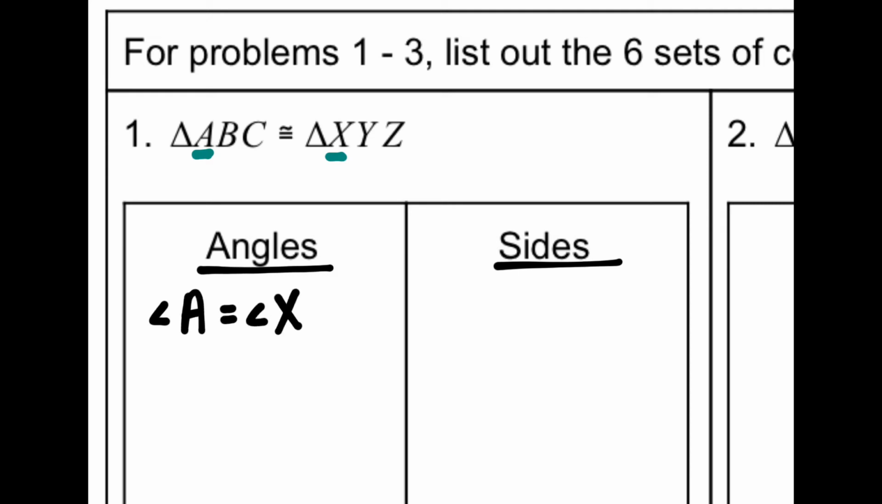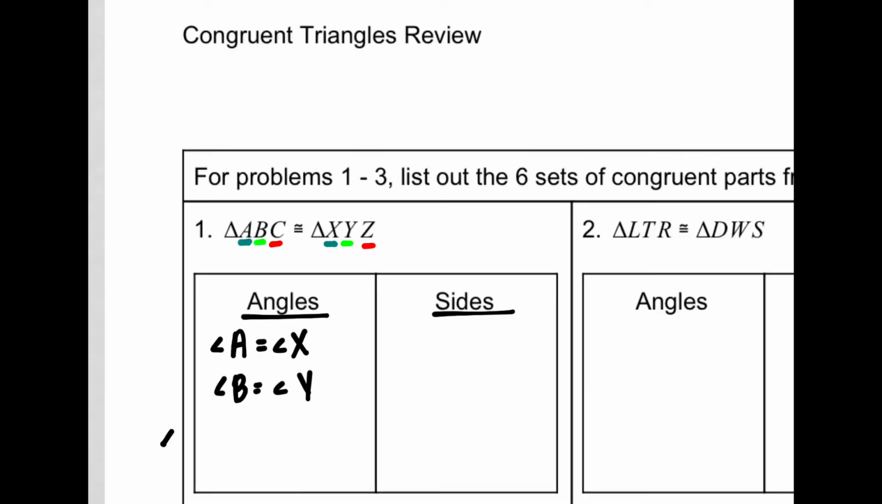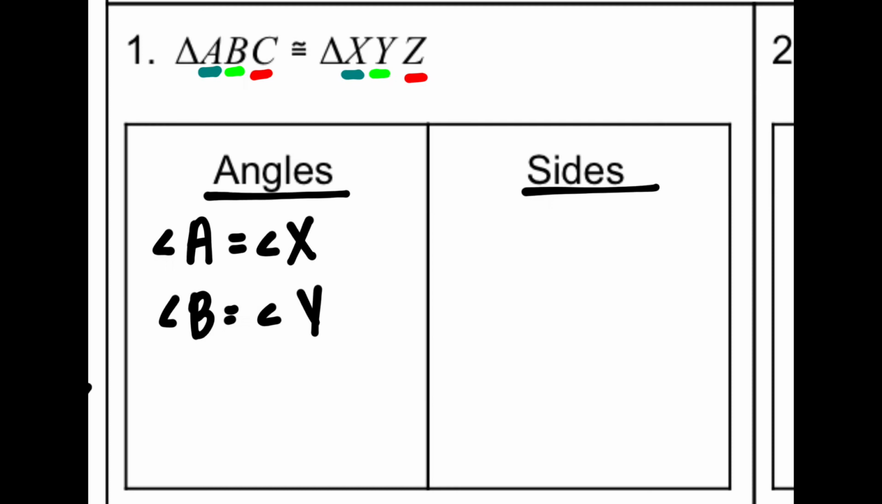So you're going to do that for the other ones. I'm going to look at the second letters. So I have B and Y. So angle B is equal to angle Y. And then finally, you're going to do that with the third letters, C and Z. So angle C is equal to angle Z. Now, angles, you use one letter. Sides, you have to use 2 letters.